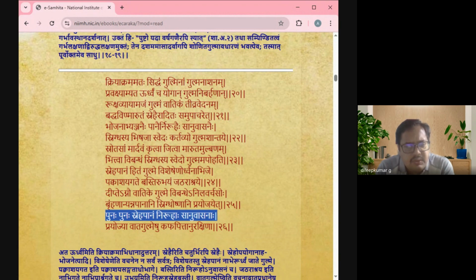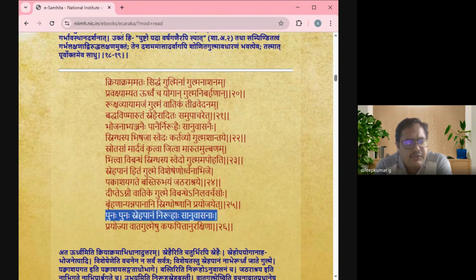Until that, you should give Snehapana, Niroha, Anuvasana, all the treatment like Sneha Shodhana, Sneha Anuvasana, Sneha Niroha. All those things should be carried out until the objective is achieved. That is softening of the lesion and clearing the vibanda, these two things, and subsiding the pain. Treatment should be based on these three objectives.